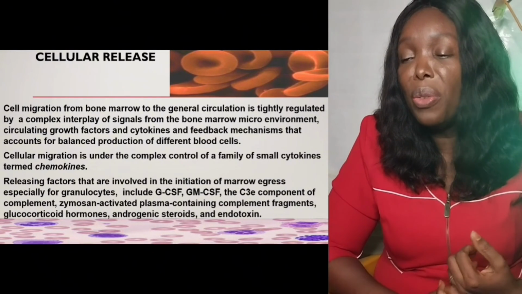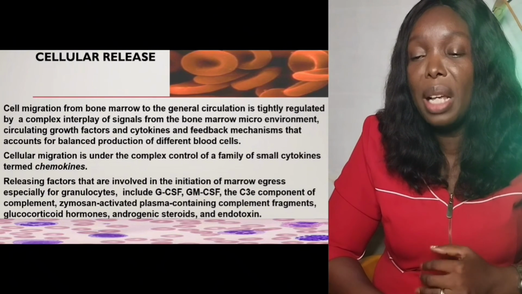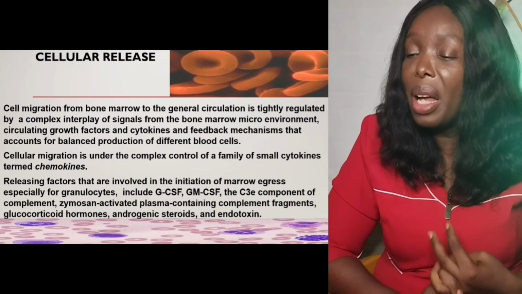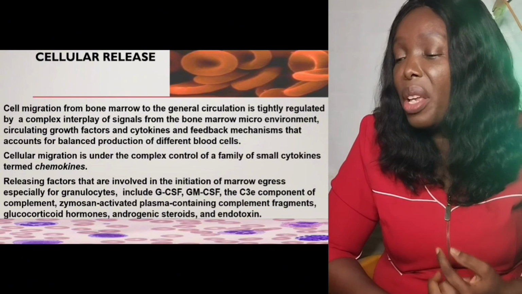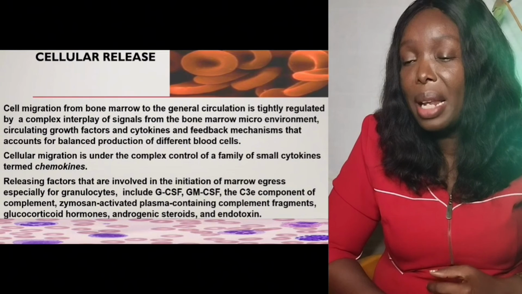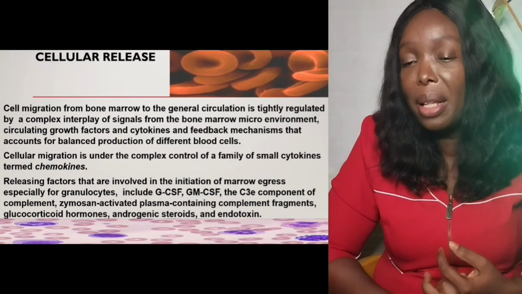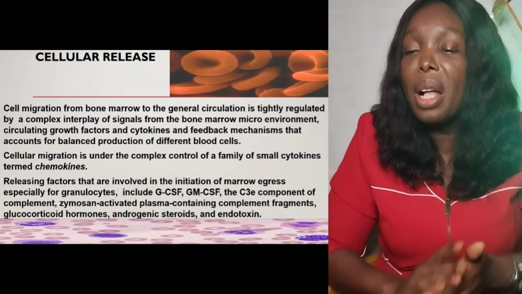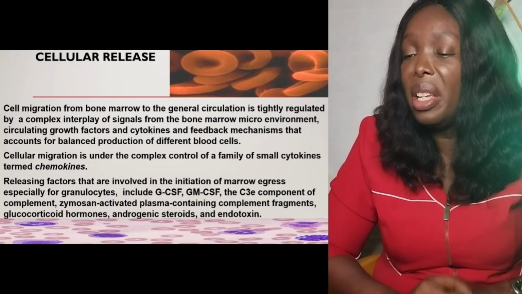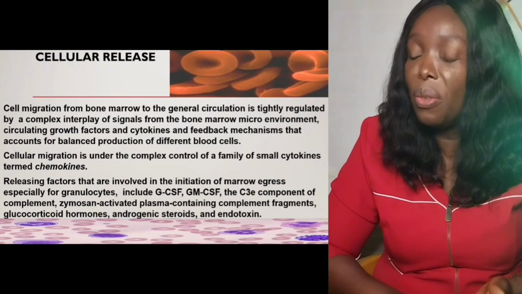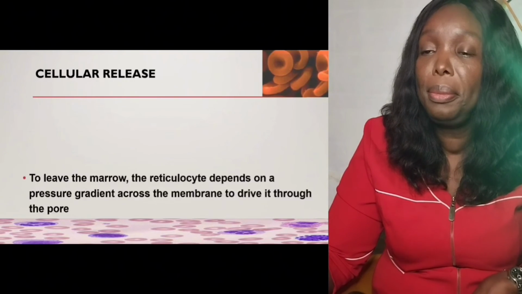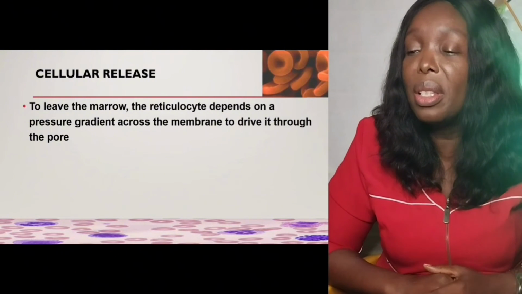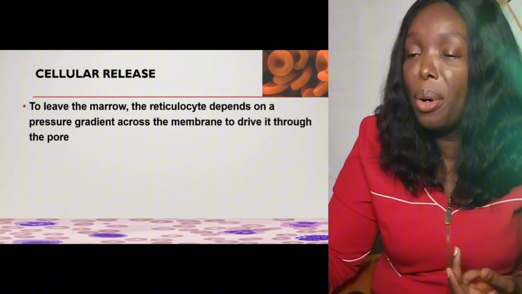Releasing factors that are involved in the initiation of bone marrow egress, especially for granulocytes, include granulocyte colony stimulating factor, granulocyte macrophage colony stimulating factor, C3e component of complement, thymocyte activated plasma containing complement fragments, glucocorticoid hormones, androgenic steroid, and angiotensin. These factors I just mentioned are all involved in the initiation of bone marrow egress, especially that of granulocytes. To leave the marrow, the reticulocyte depends on a pressure gradient across the membrane to drive it through the pore.